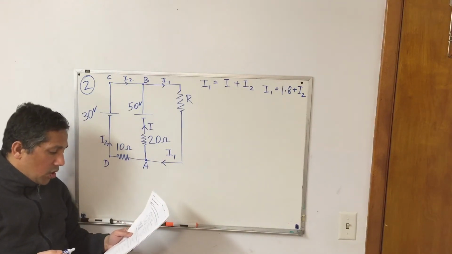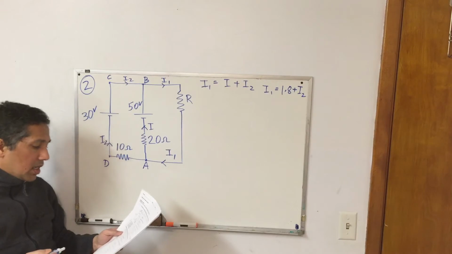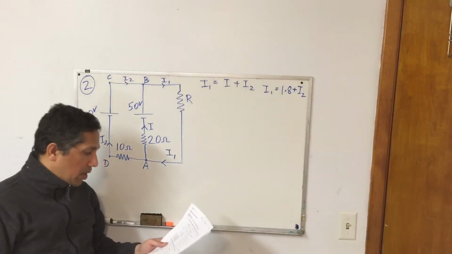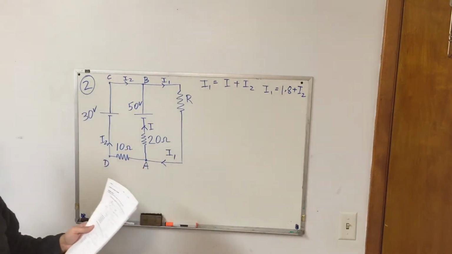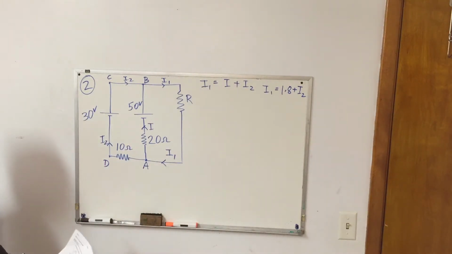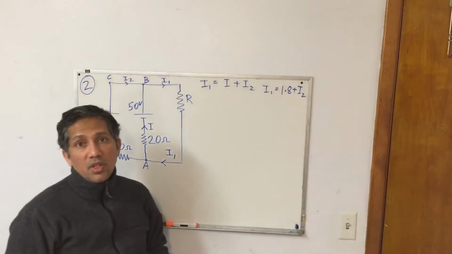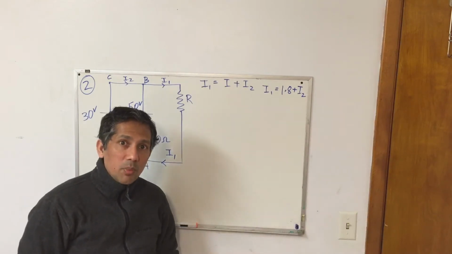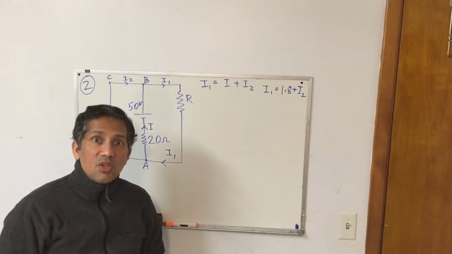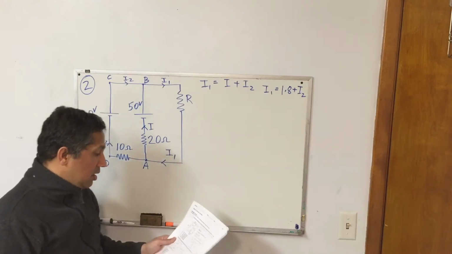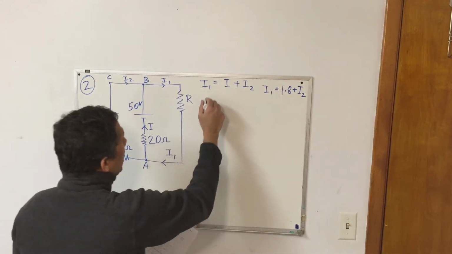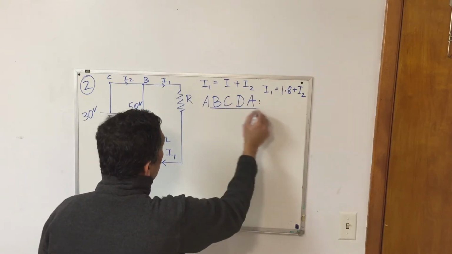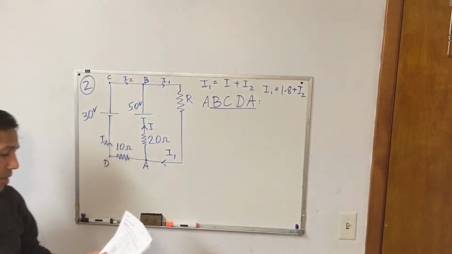So now what is my job? I need to find the value of my current I2. There are several ways of doing this problem, and this is what I proceeded to do. I use Kirchhoff's voltage law, which says that if you start from a certain point, go through a loop and come back to the same point, the potential difference should be 0. So I considered the loop A, B, C, D, A. I start from A and go back to A, so the potential difference should be 0.